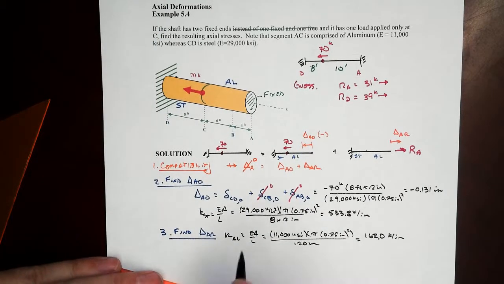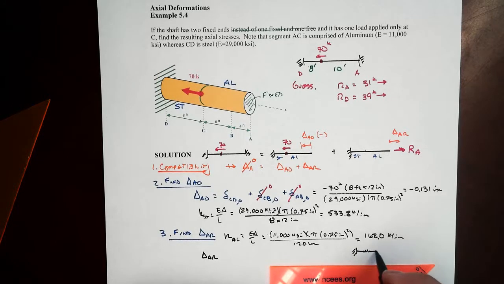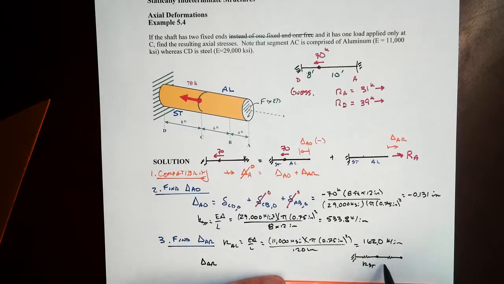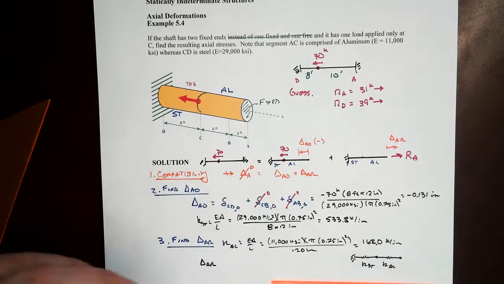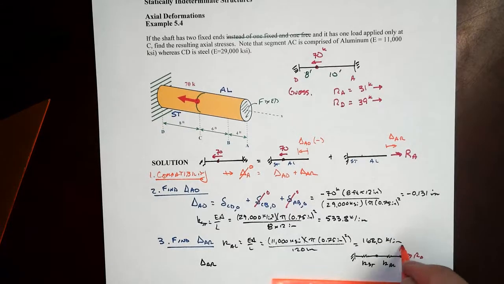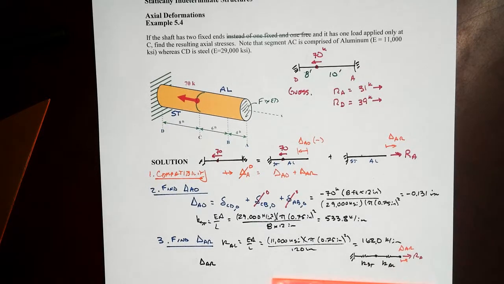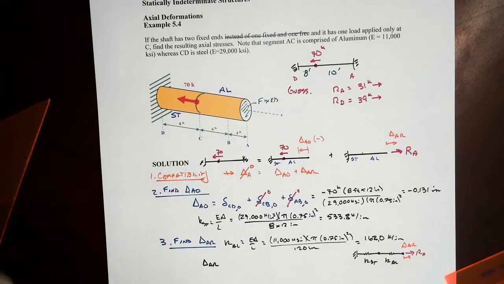So note here, in this case, delta AR can be thought of in the following way. We have two springs that are in series. There's the K of the steel, there's the K of the aluminum, and we're tugging on it, pulling on it with an unknown value RA. And that total displacement that's happening out here, the delta AR, as that spring elongates, is going to be the sum of the elongation in the two segments. Right, so that's critical here.